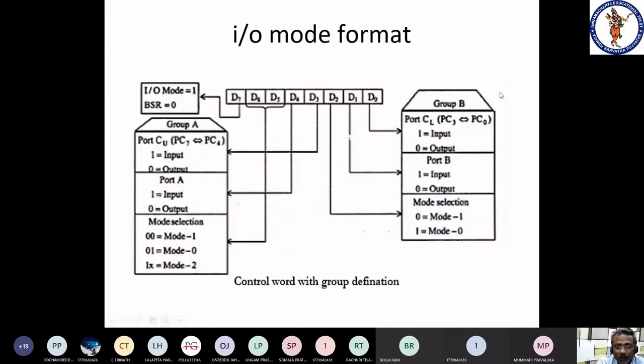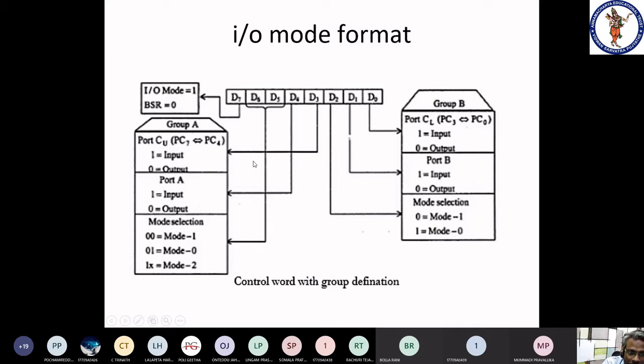Okay, let us see. This is the IO mode of operation. In the IO mode of operation format, D0 is respective to port C lower, D1 is respective to port B, and D2 is respective to mode selection of port B. Whenever D2 equals 1, port B acts in mode 1 operation. Whenever D2 bit is 0, it acts in mode 0 operation. You just have to change this part.